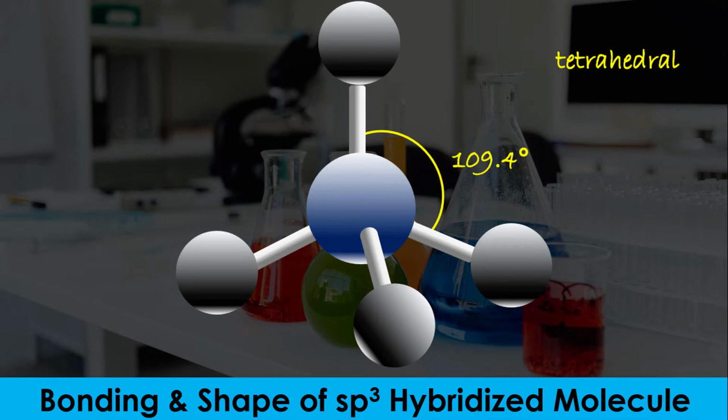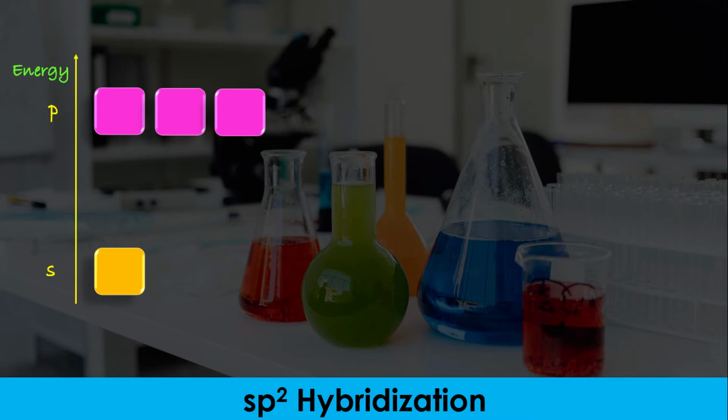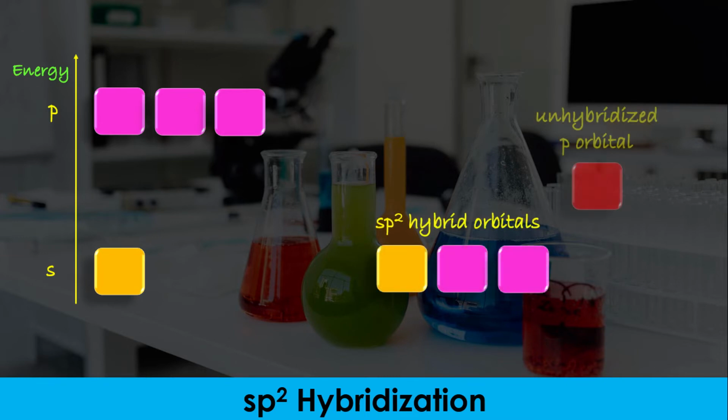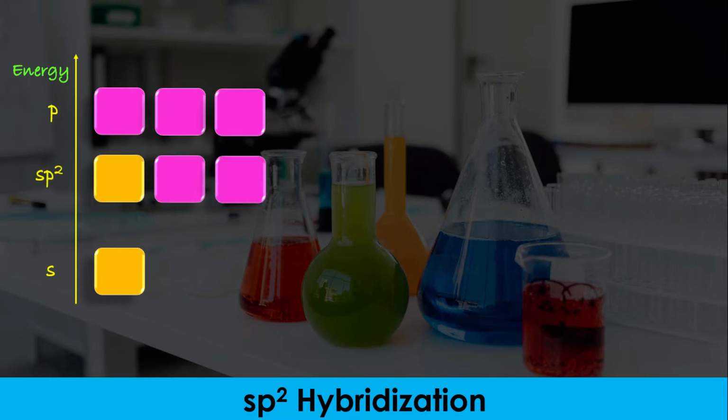The second type of s and p hybridization is the sp2 hybridization, in which one s orbital of a given energy level combines with 2 of the 3 p orbitals of that energy level to form 3 new hybridized orbitals known as the sp2 hybrid orbitals, while one of the p orbitals remains unhybridized. The new energy level of the hybridized orbitals is closer to that of the p orbitals than the s orbital.